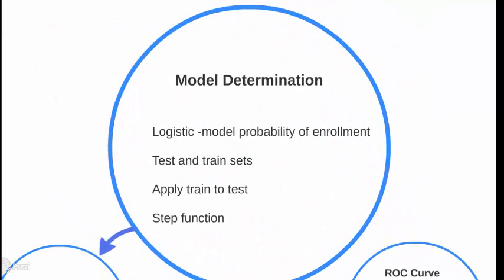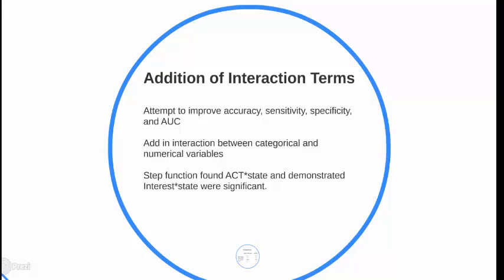We have found our model. It's a logistic regression function dependent upon the person's state, ACT score, demonstrated interest, major, and double major. Now that we've found our model and seen its accuracy in the ROC curve, we decided to try to improve it. We wanted to see if interaction terms were significant. Interaction terms are defined as each categorical variable times each numerical variable. We ran the step function as before, and it was determined that ACT times state and demonstrated interest times state were significant. So, in addition to our other significant variables, we now have these interaction terms as well in our model.